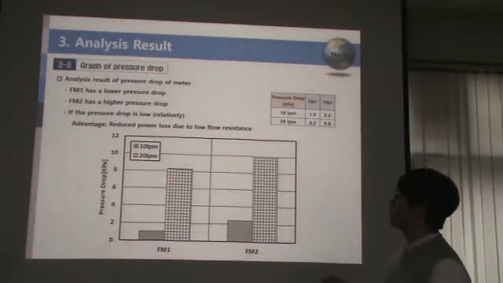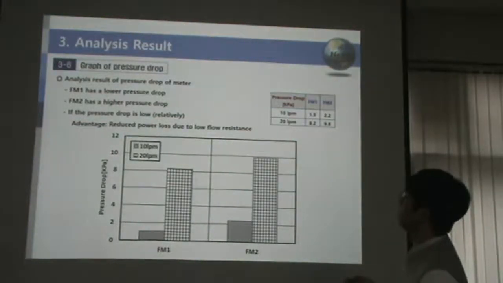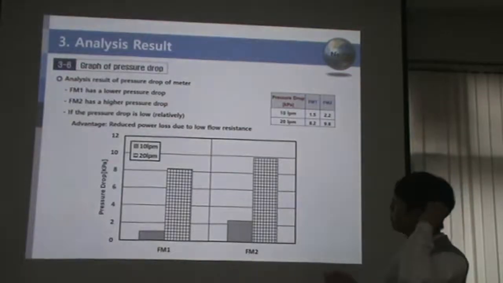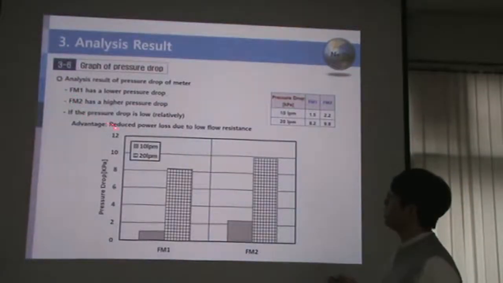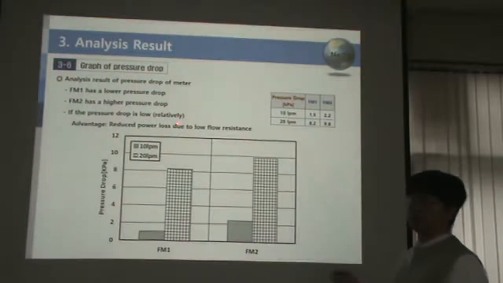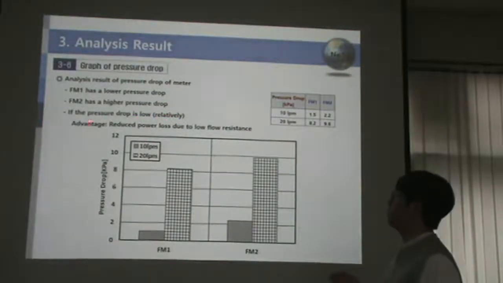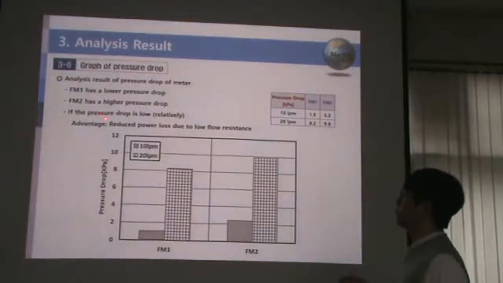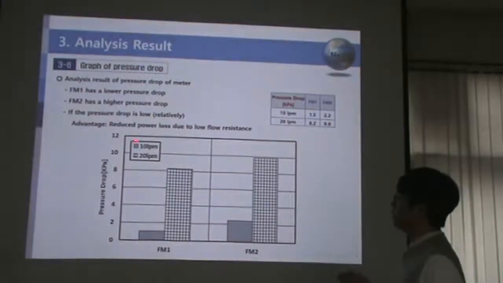This is the analysis result of pressure drop of the meter. FM1 has a low pressure drop, FM2 has a higher pressure drop. If the pressure drop is low, relatively, it is an advantage, with reduced power loss due to low flow resistance.